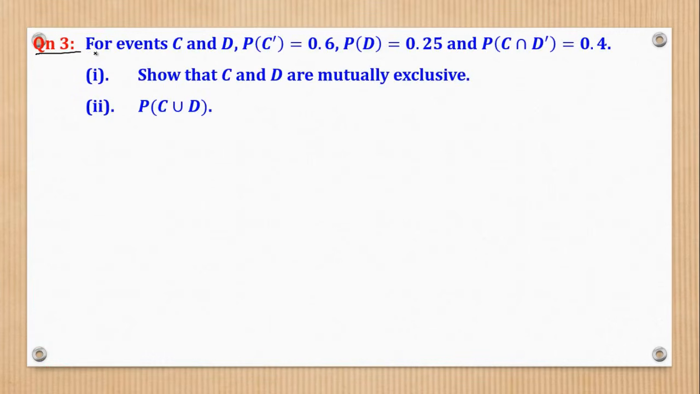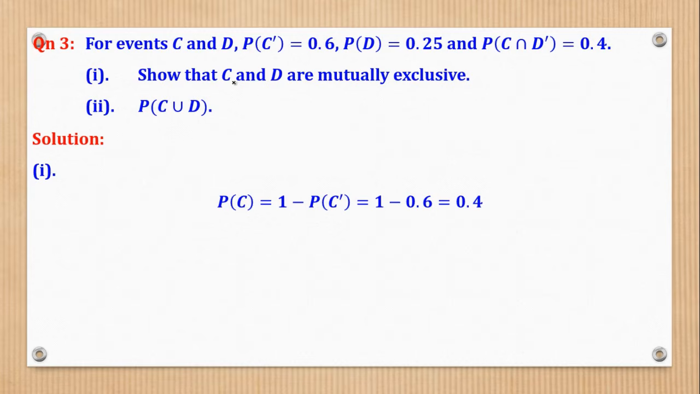So question 3 says, for events C and D, probability of C complement is 0.6, probability of D is 0.25, and probability of C intersection D complement is 0.4. Roman 1, show that C and D are mutually exclusive. And Roman 2, find the probability of C union D. So we have to first get C intersection D and see if it is equal to 0. So first of all, we are given C complement, therefore probability of C is equal to 1 minus probability of C complement, which is 0.4.